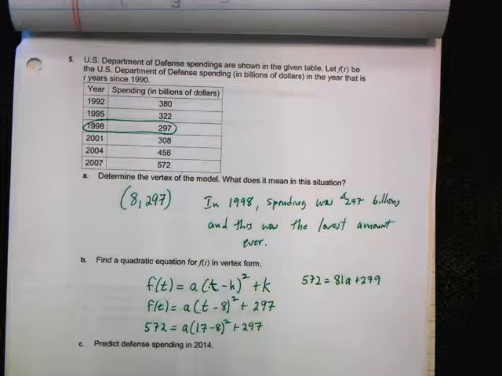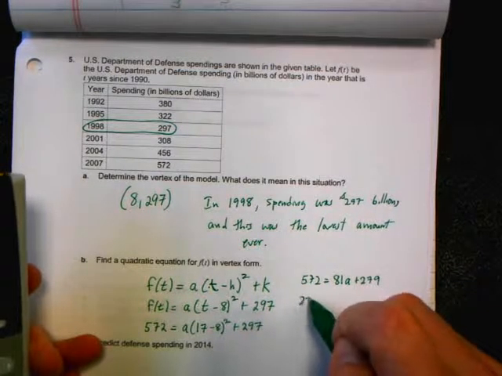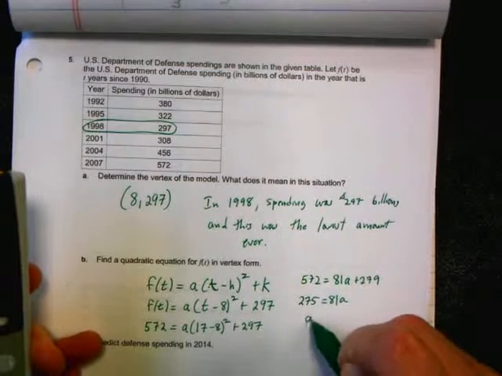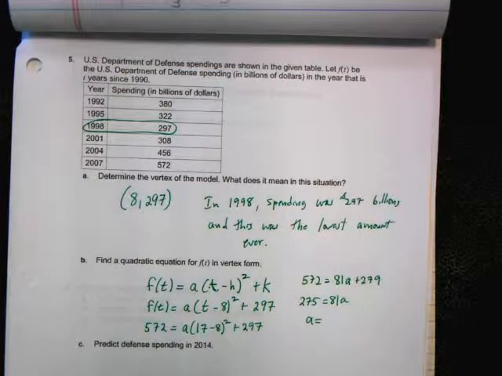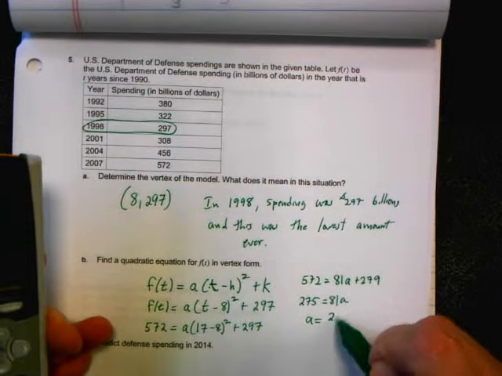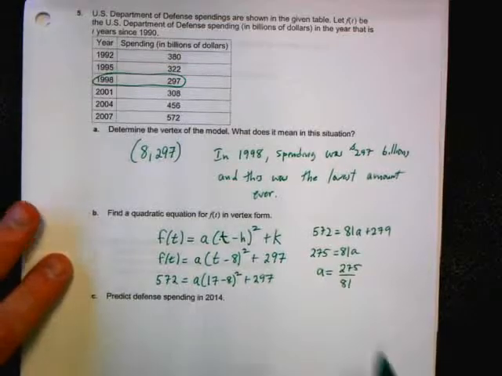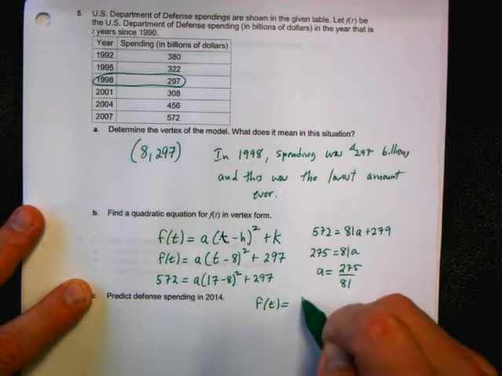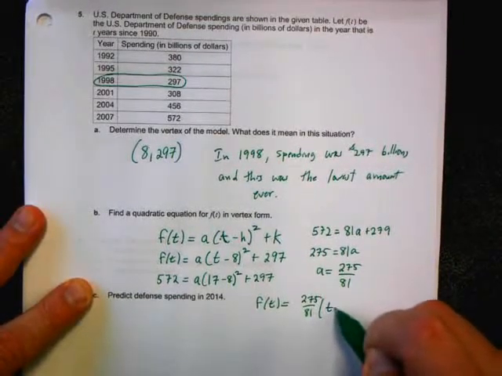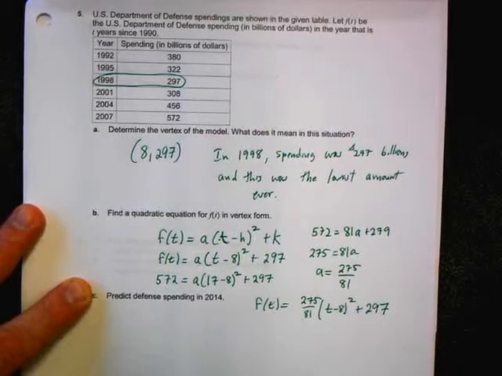And then I need to get the a all by itself. To get the a all by itself, I subtract 297. 572 minus 297. My calculator tells me that's 275 equals 81a. So a is 275 over 81. Ugly decimal. It doesn't reduce. I'm just going to leave it then. I would prefer to leave it as a fraction rather than put it as a decimal and round off. I'd rather have the fraction, which gives me the exact answer. All right, so the answer for part B is f of t is 275 over 81 times t minus 8 squared plus 297.